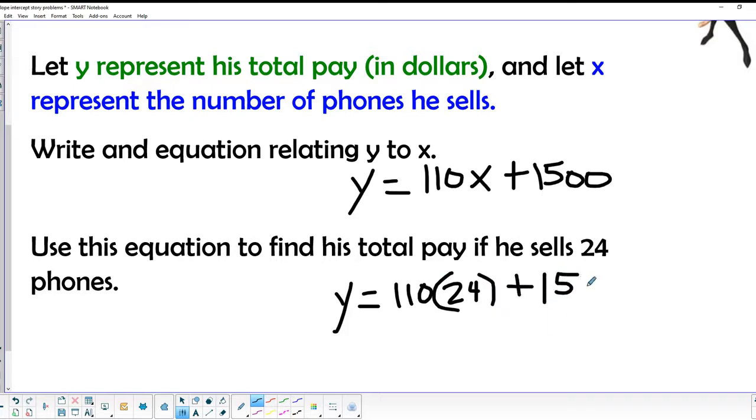So if he's only working weekdays, if he sells one every day of the month, just about, this will be about how much he would make. So grabbing our calculator, let's do 110 times 24 plus 1,500. So if he sells 24 phones, that's not too bad. Let's go back to that number. That was $4,140. Not too bad for selling phones, right? Especially if you like telling people about phones, that might be kind of a fun job.